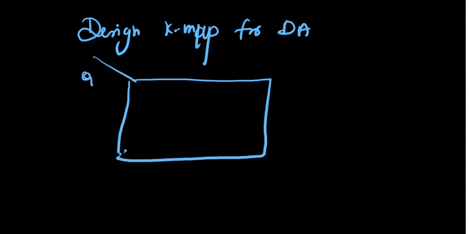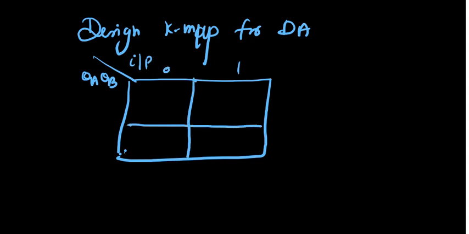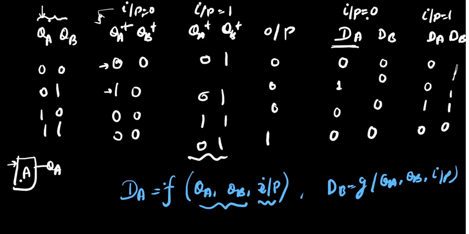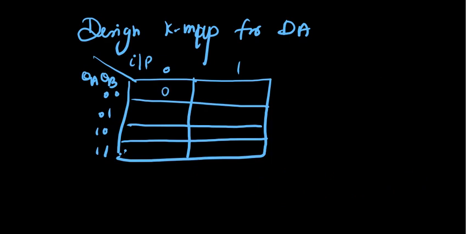So here I will write QA, QB. Here I will write input. So input 0, input 1. QA, QB can be 0, 0, 0, 1, 1, 0, 1, 1. So what is the value of DA when your QA, QB is 0, 0 and input is 0? 0. So just fill it here.